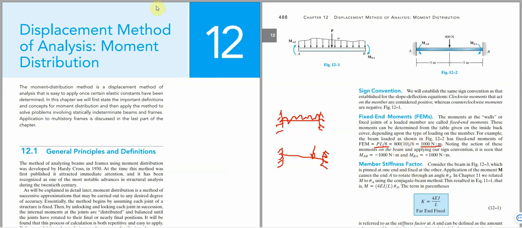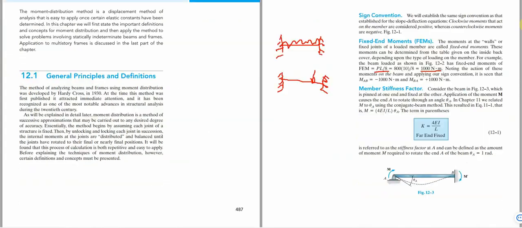which gives us 1000 Newton meter. Now, let's consider something we call the member stiffness factor. The way we treat it is like this: we consider a beam as shown here, and we believe that it is pinned at one end and fixed at the other end.